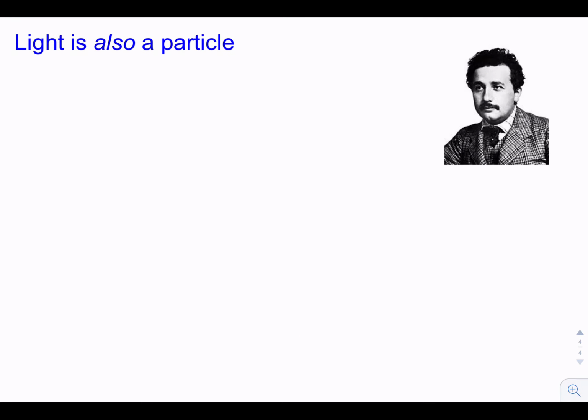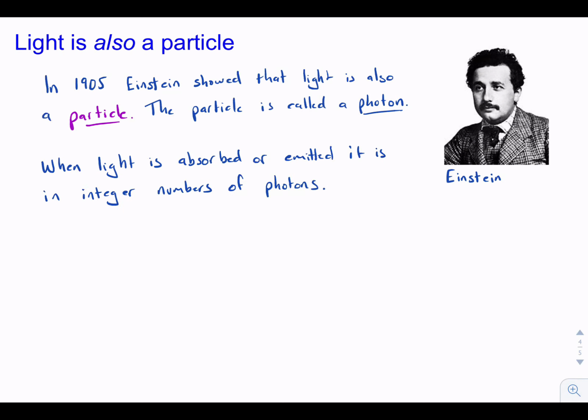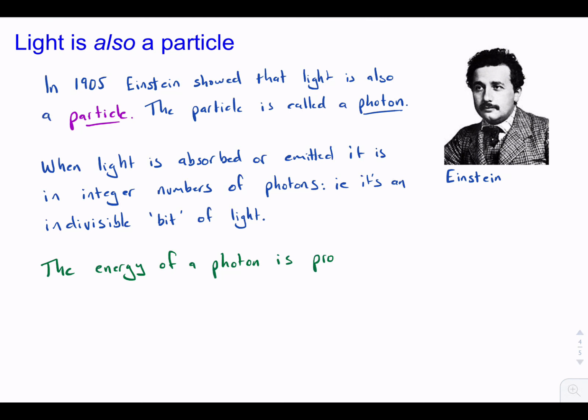But it is also a particle. Einstein, pictured here, showed this in 1905, and the particle is given the name a photon. So when light is absorbed or emitted, it is done so in integer numbers of photons, i.e. it's an indivisible bit of light. The energy of a photon is related to its frequency.